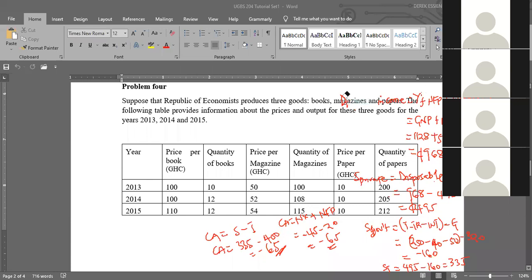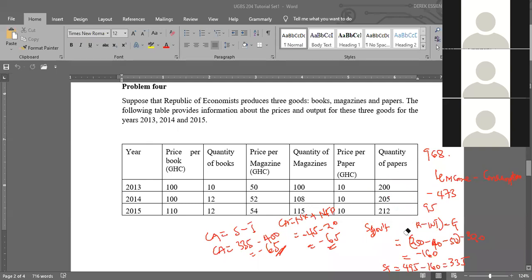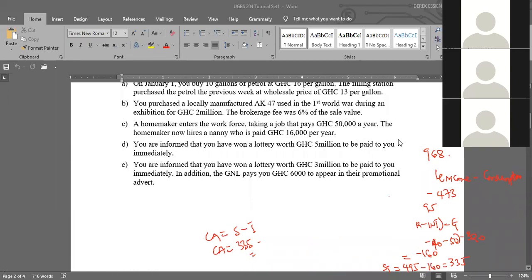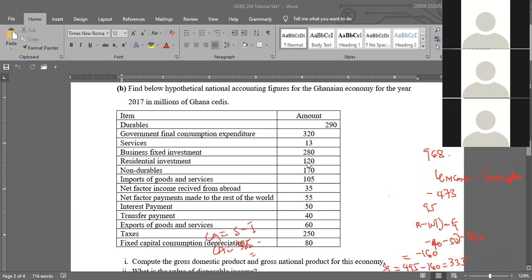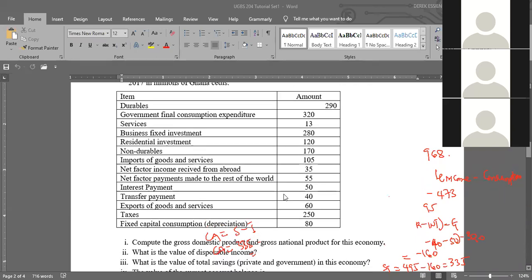Please, I have a question. In the heading for the previous question, the question we just saw in the table, it says in millions of Ghana cedis. So I'm asking if it will affect the amounts written in the table. Give me a minute. Okay, it means everything here is in millions, so it won't affect anything. So this 290M, 320M, 13M, 280M, we've taken the M away, so it shouldn't affect anything.